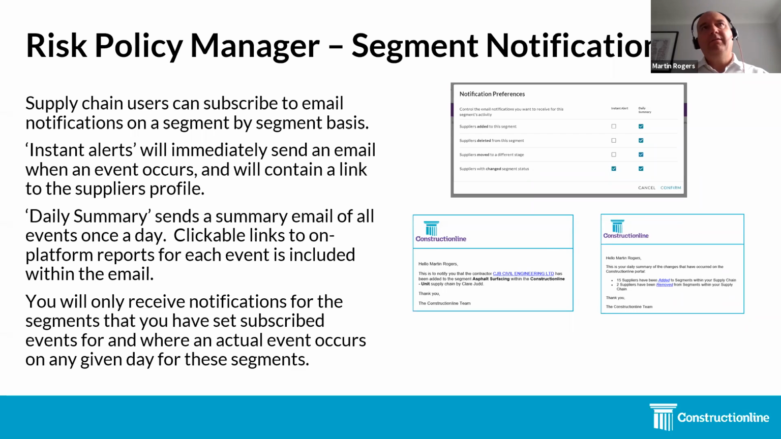The final section here is just to introduce risk policy manager to you, and in this instance, segment notifications. So this is all back on the buyer side and within the supply chain app. As a supply chain user, you can now subscribe to email notifications on a segment by segment basis. And there are two types of alerts. There's an instant alert where you'll immediately be sent an email when that event occurs.